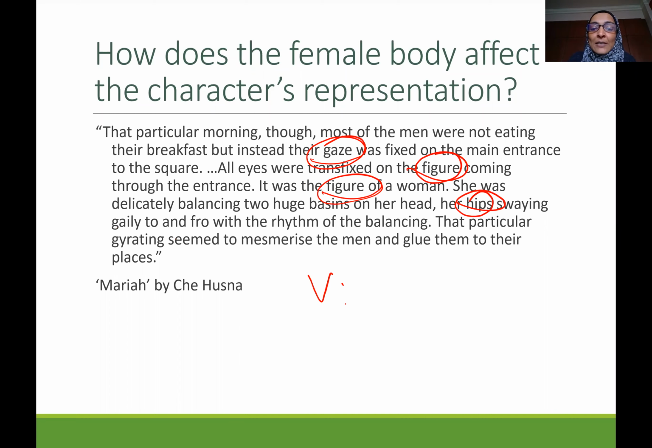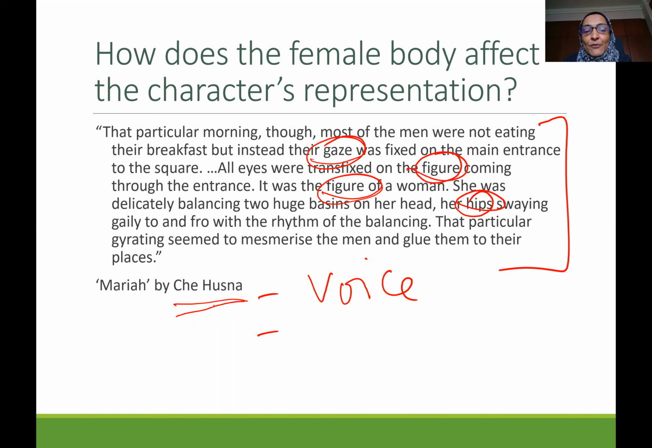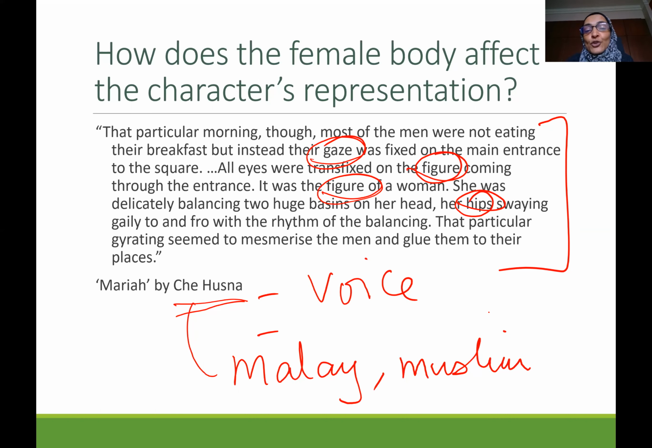You don't hear her voice. You don't know what she thinks. You don't know what she likes and what she dislikes. Does she like to be watched like that? Why does she allow herself to be in that position? Why does she allow herself to go through that where people are looking at her? And this is a Muslim society. Husna comes from a northern state, from Kelantan, which is a very strong Malay Muslim community. So for her to show a female character from this point of view, that is the reason behind it.